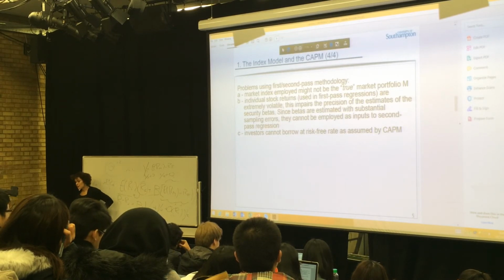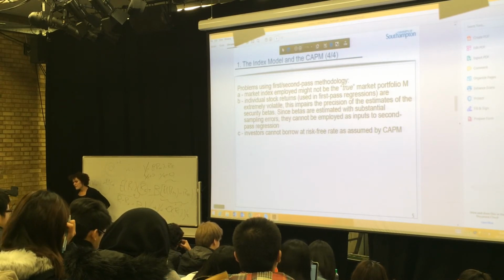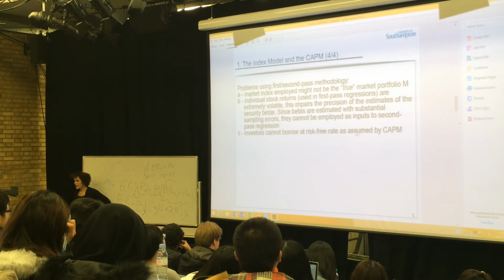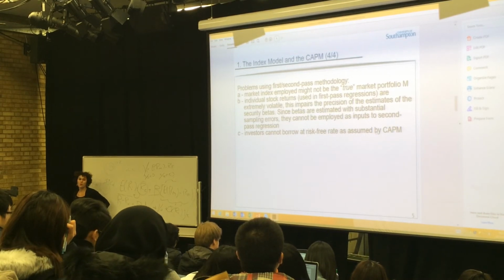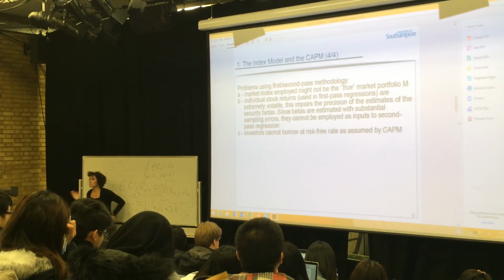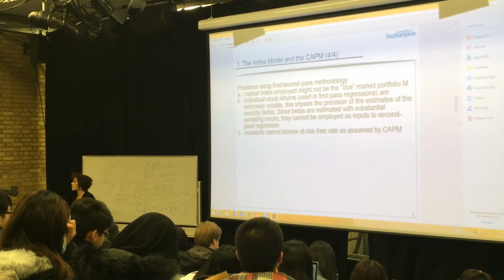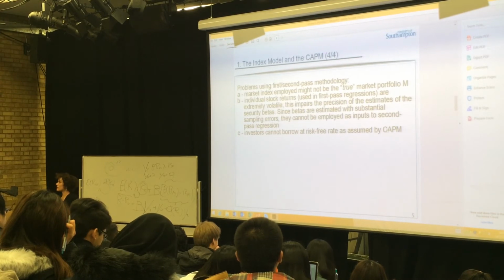Then, investors cannot borrow at the risk-free rate as assumed by the capital asset pricing model. We discussed many times that one of the assumptions is that you borrow and lend money at the risk-free rate. But if you go to the bank, nobody will lend you money at the risk-free rate. So this is an assumption that does not really hold and affects these results.